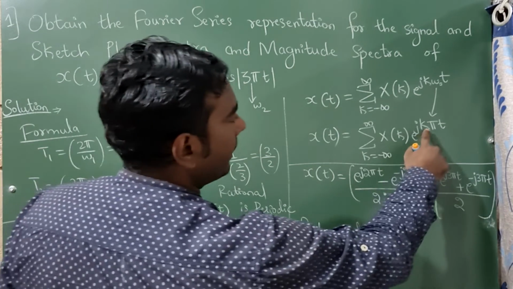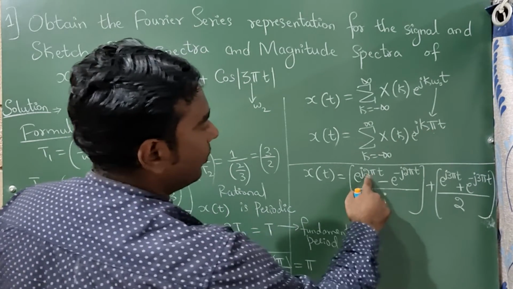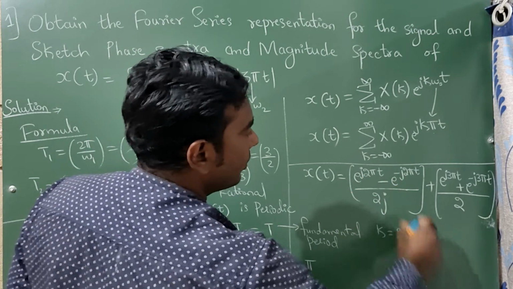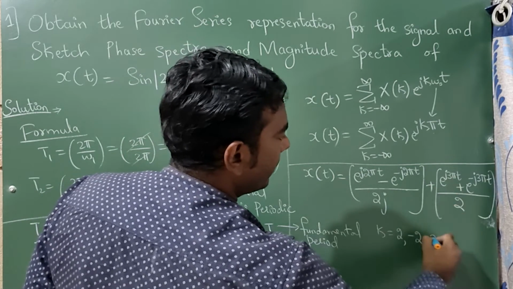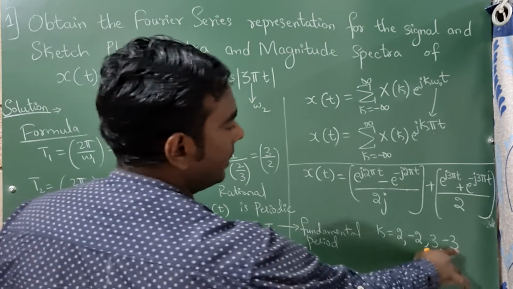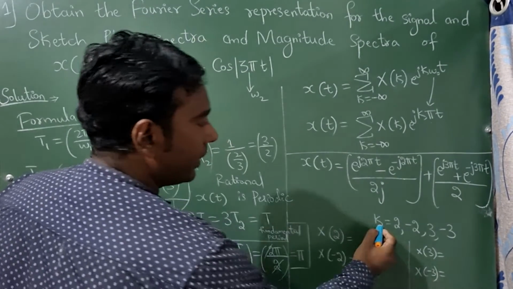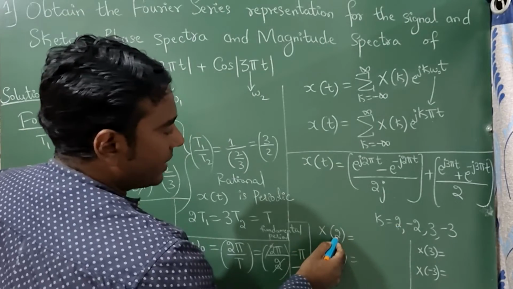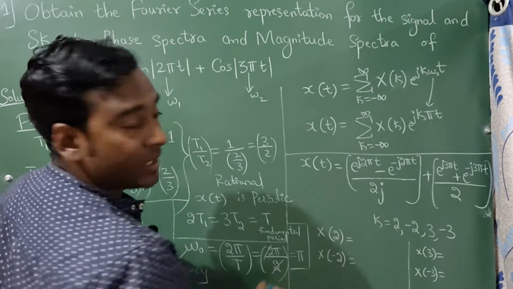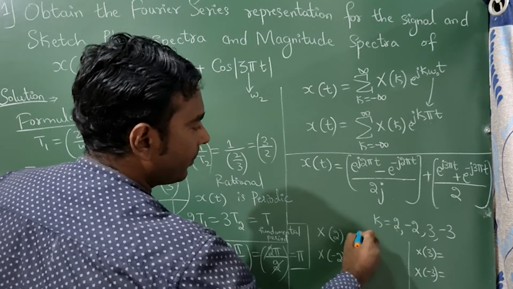Okay, you can see k, j pi t. So k value will become 2 from here, minus 2 from here, 3 from here, and here it is minus 3. Okay, these are the values. Here for k value, first I have taken 2. So x of 2, e raised to j k, so here 2 is there. What is the coefficient? You can see 1 upon 2j.